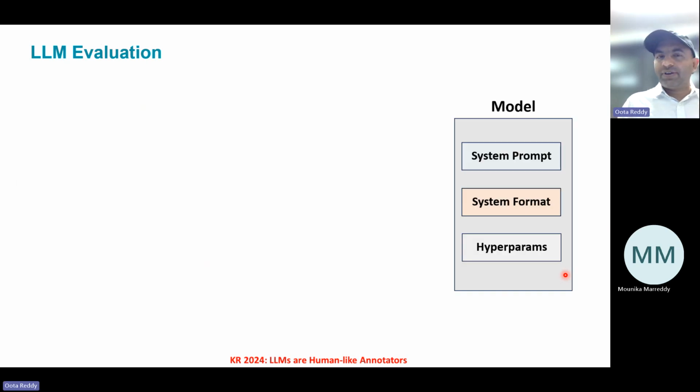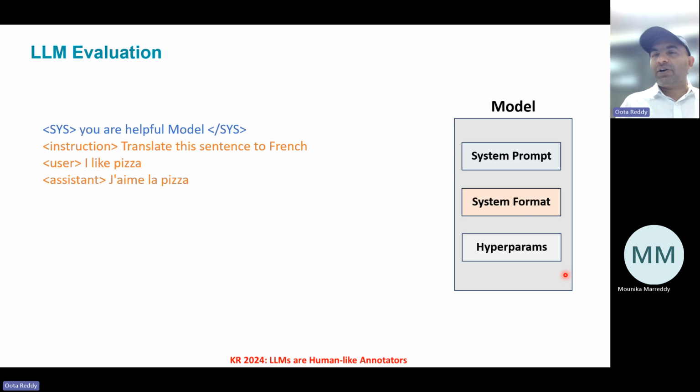So if you have a model with a system prompt, this is how the prompt looks. System: you are a helpful model. Here you provide all the guidelines, what it has to do. And the system format, as I mentioned, is the format in which you provide the data. Instruction: translate this sentence to French. User: I like pizza. Assistant: J'aime la pizza. So it is just the format in which you need to provide the input. So this is an example. The model always needs data in this particular format, and the model provides the answer.